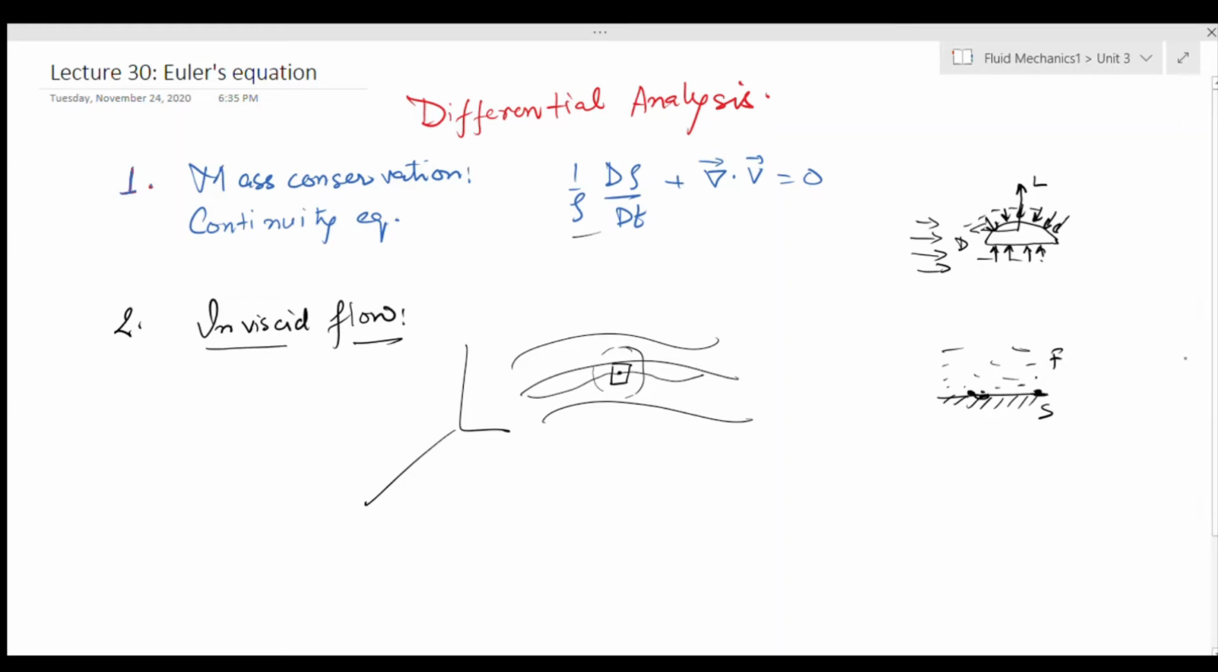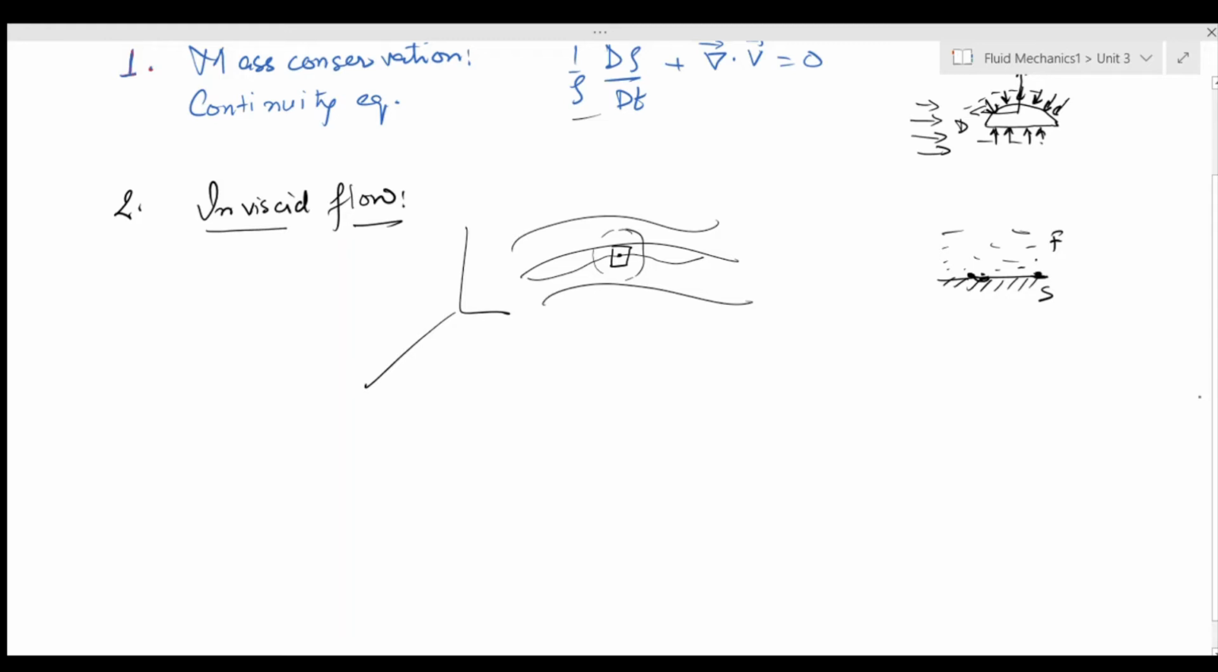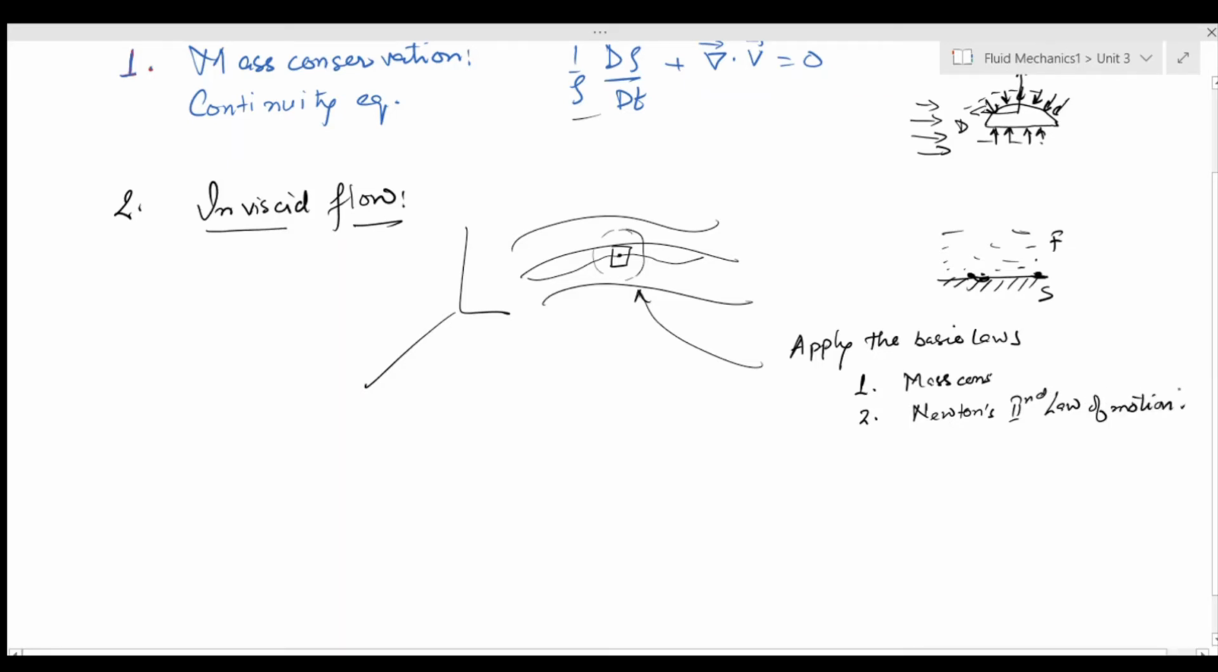For that, we would be applying the basic laws available to us. So what are those basic laws? We know about mass conservation, and we know about Newton's second law, which is the momentum equation. These are the two laws which we have.